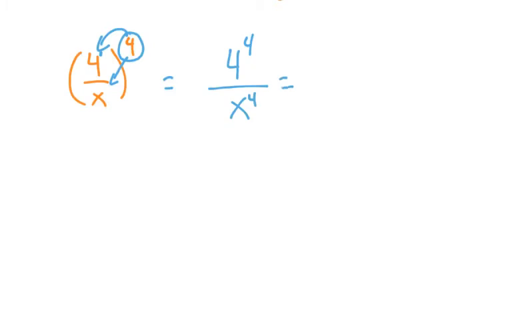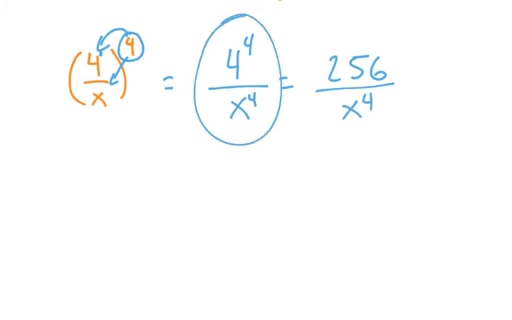4 over x, all to the 4th. Again, just writing it as a division, the power rule says it goes to both. Don't forget that there's technically a 1 there on top of 4. The exponent is 1. So this is 4 to the 4th over x to the 4th, which then leads to 256 over x to the 4th. You could have left it as such. So you're seeing the theme here. They're all the same sort of problem, right? Okay, let's do one more.